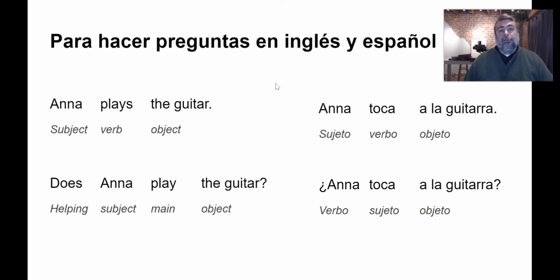Okay, so here are some declarations, 2 statements. Anna plays the guitar. Subject, verb, object. Great. Ana toca a la guitarra. Sujeto, verbo, objeto. We know that. Now, to ask a question, we must start with the verb. Necesitamos empezar con el verbo.